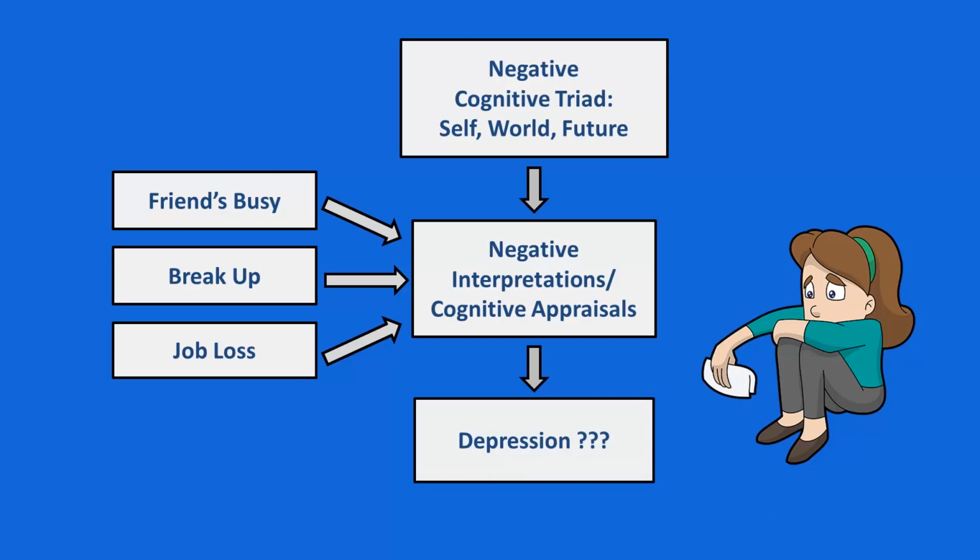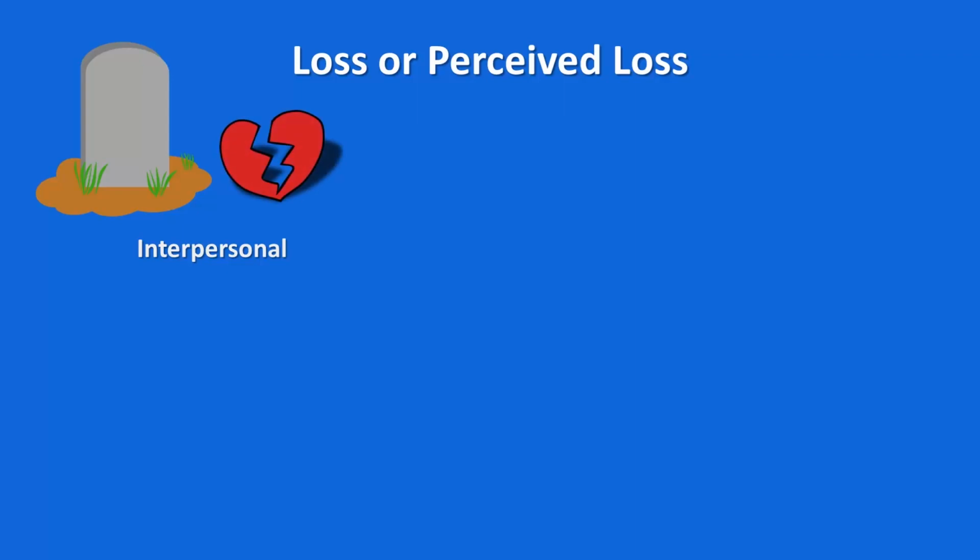So what kind of stressors can trigger depression? Usually it involves some sort of loss or perceived loss. Interpersonal loss is a common trigger. It could be the loss of someone we love through death or the breakup of a relationship. Or it could be the loss of our health or vitality.